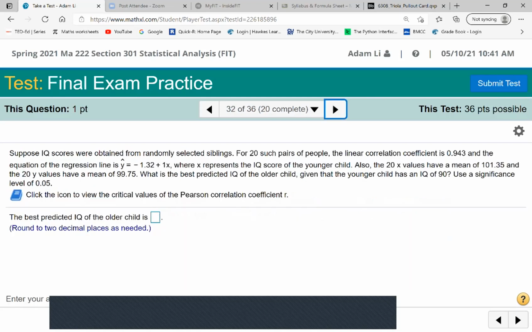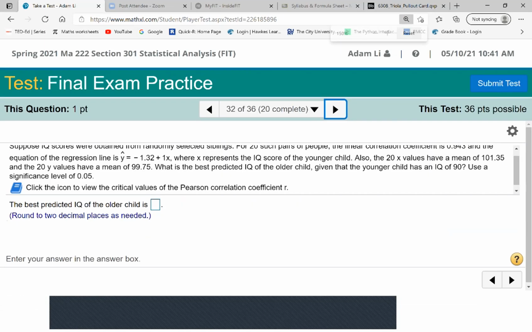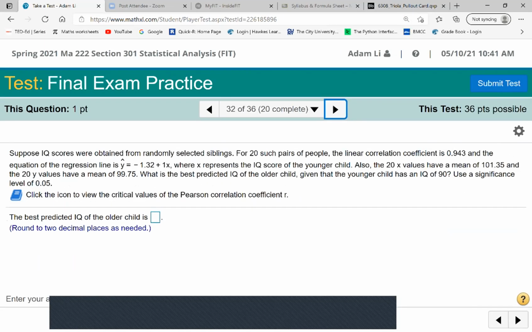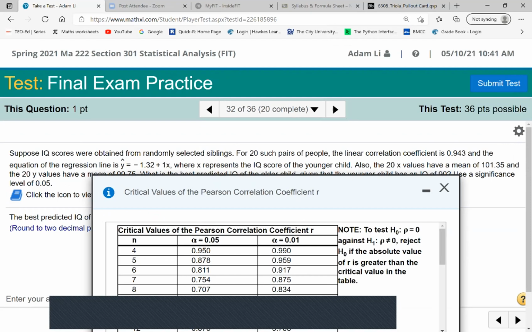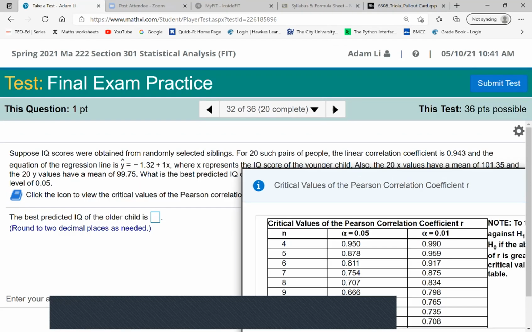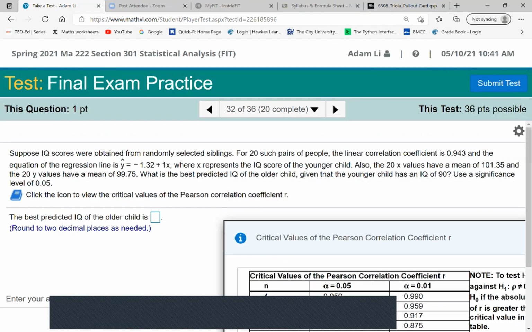32. All right, so now we have this. The linear correlation coefficient R is 0.943. You are given a regression equation. And we've got to make sure this is a good number for this case. So we're going to quickly check this correlation coefficient first, compared to the critical value for sample size 20 and alpha equals 0.05.